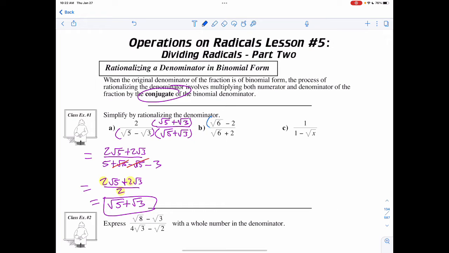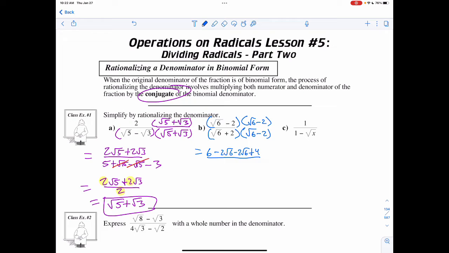When I get to the next one, same process. What's the conjugate of root 6 plus 2? Root 6 minus 2. So in the numerator, I'm going to have root 6 times root 6 is going to give me 6. Root 6 times negative 2 is negative 2 root 6. Negative 2 times root 6 is negative 2 root 6. And negative 2 times negative 2 is positive 4.